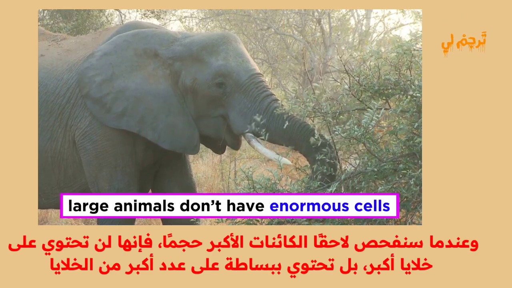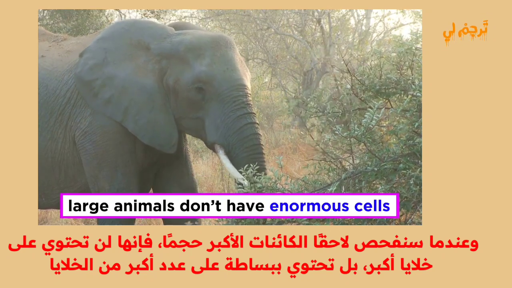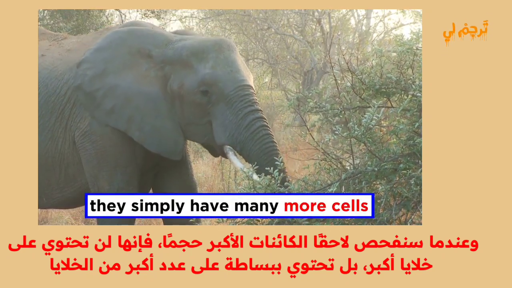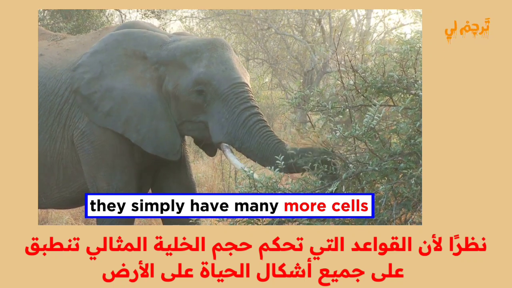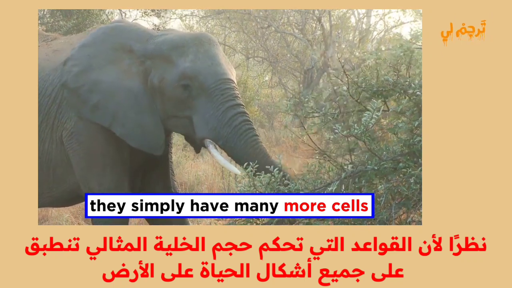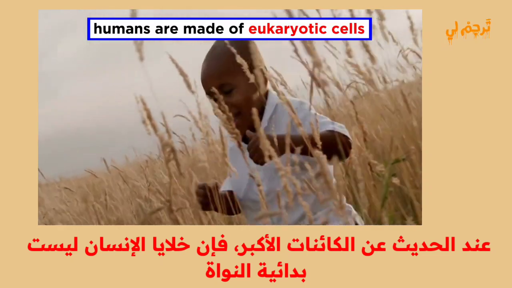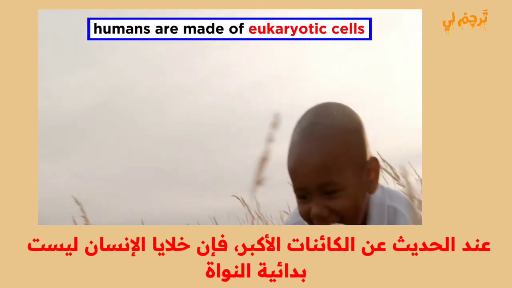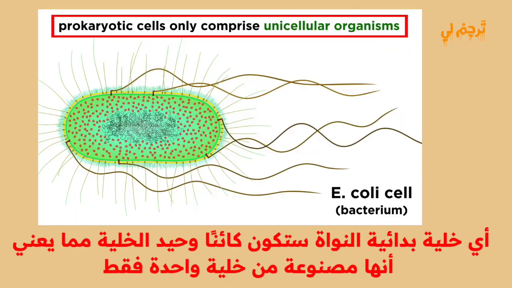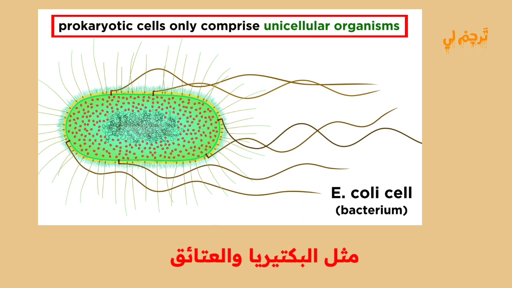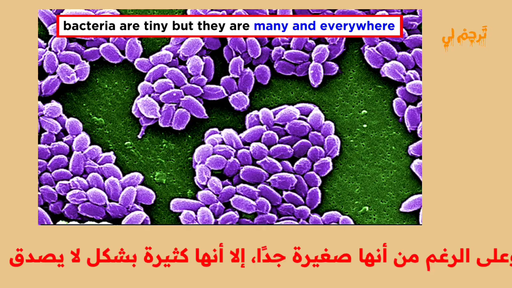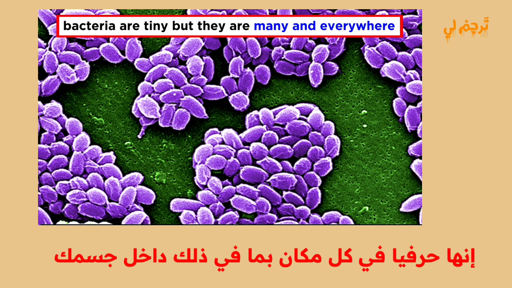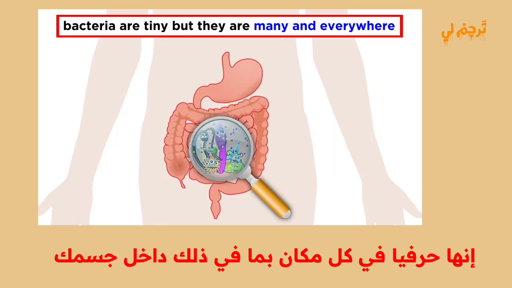When we later examine larger organisms, these will not contain bigger cells, but simply more cells, since the rules that govern ideal cell size apply to all life on Earth. Speaking of larger organisms, the cells of a human are not prokaryotic. Any prokaryotic cell will be a unicellular organism, meaning it is made of just one cell, like bacteria and archaea. And although these are so tiny, they are incredibly numerous. They are literally everywhere, including inside your body.